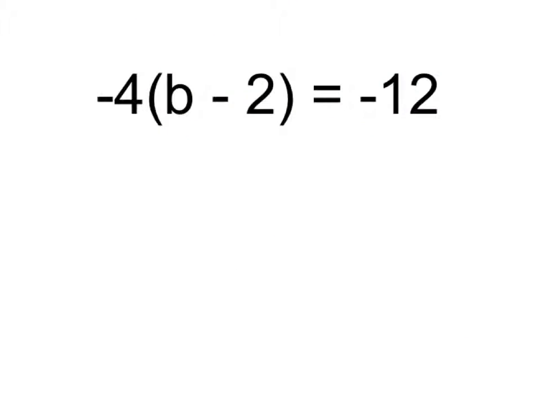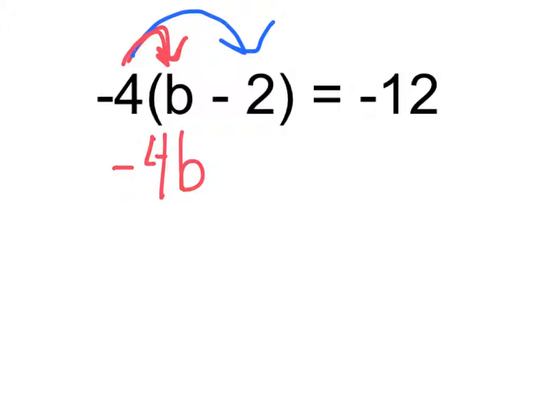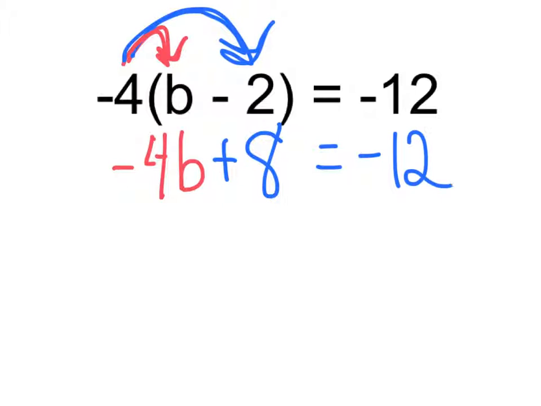Let's try another problem. I see negative 4 times b and negative 4 times negative 2 equals negative 12. So let's start at the beginning. Negative 4 times b is negative 4b. Negative 4 times negative 2 is positive 8 equals negative 12.